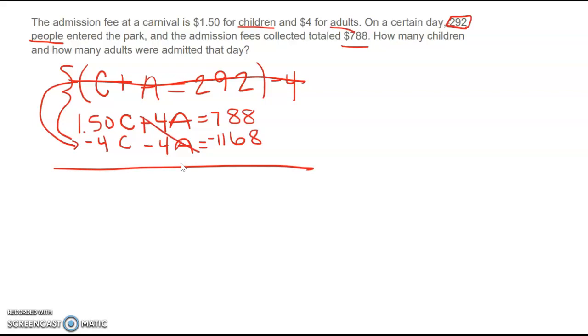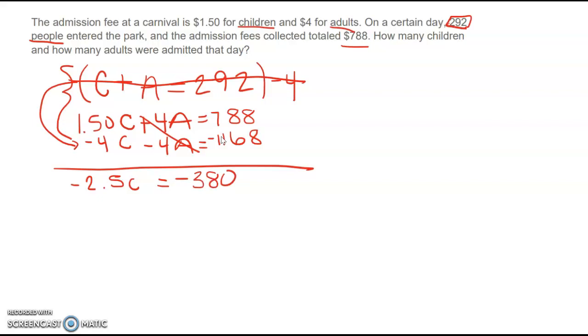I have -4 and 1.5 I need to add together. So that will be a -2.5c equals, so 788 and -1168, we combine those to get a -380. Want to make sure to keep that negative since the bigger number was negative.